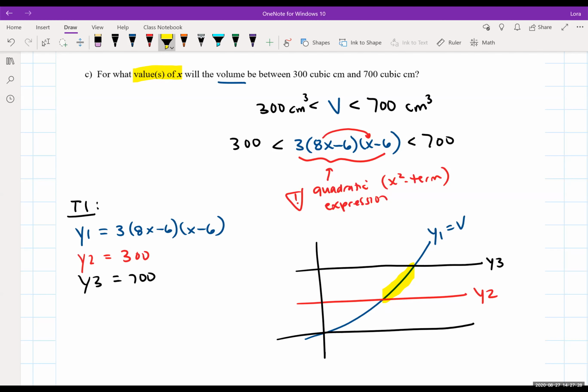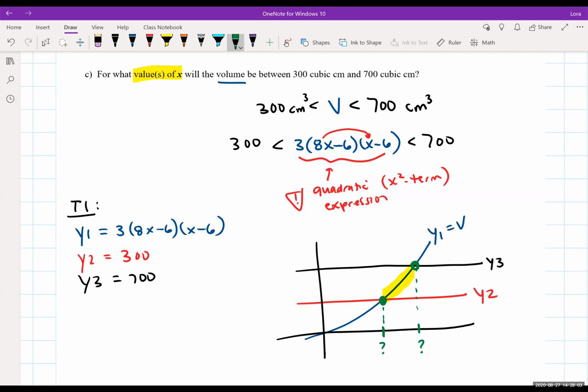What's happening when the volume is in between y2 and y3? And also we care about what are these x values that make the volume in between y2 and y3, or 300 cubic centimeters and 700 cubic centimeters. So guess what? You guys have to find those x values, and if you have your TI, what technique would we be using? If you were thinking intersection method, you are correct.